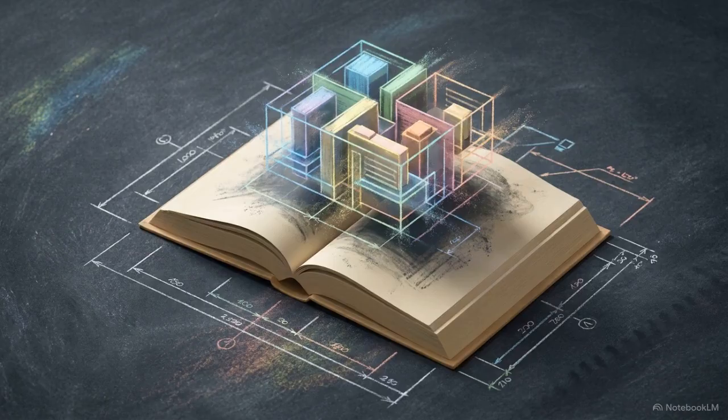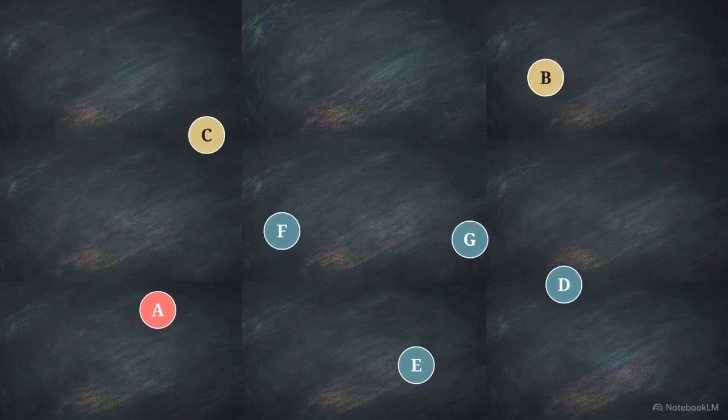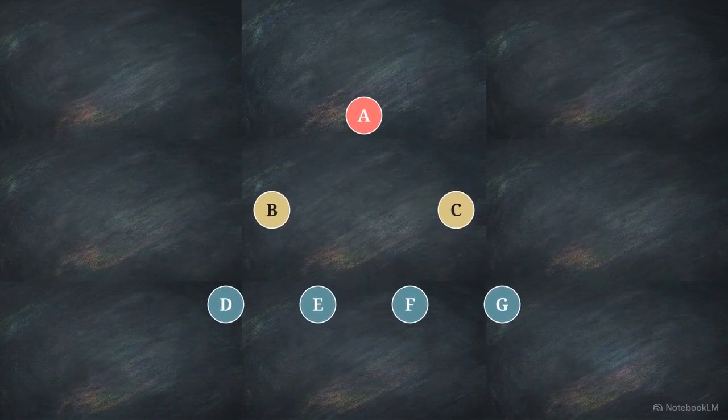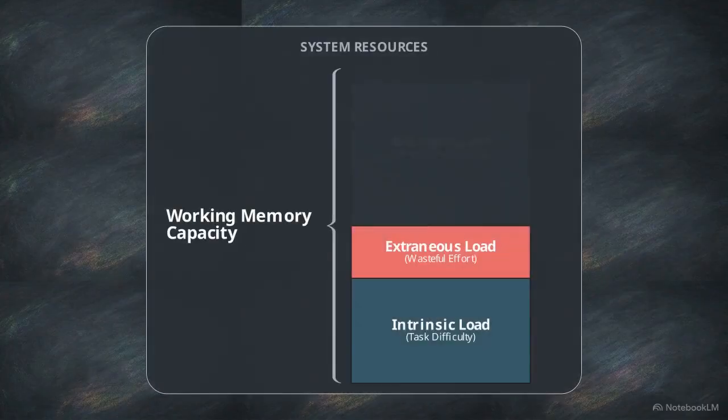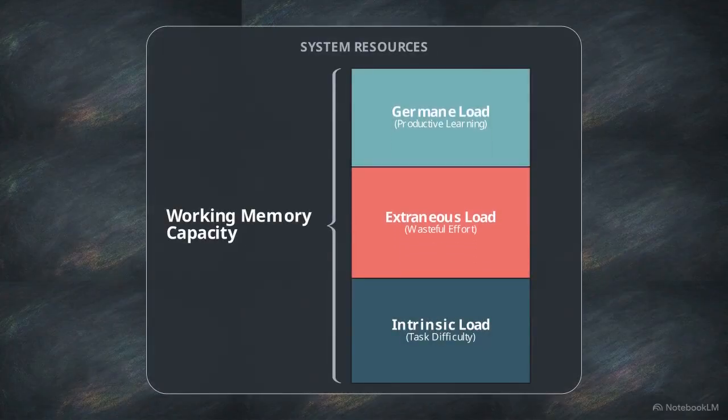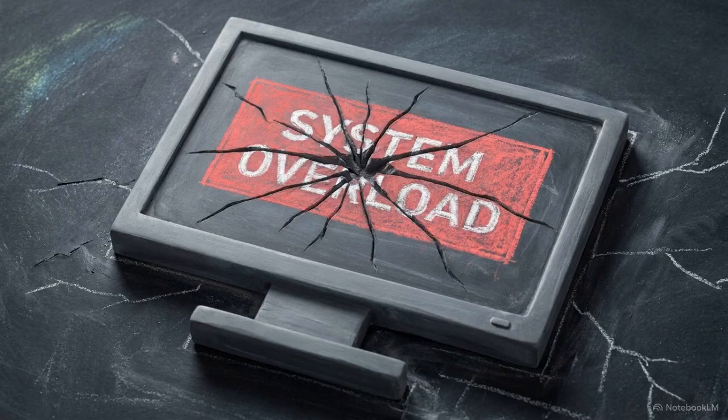The third is germane load. This is the productive effort. It is the cognitive work required to construct mental models, encode patterns, and learn the material. The math here is unforgiving. If a poorly designed format demands too much extraneous load, those background processes consume the remaining bandwidth. Working memory reaches absolute capacity, and the actual process of learning stops immediately.